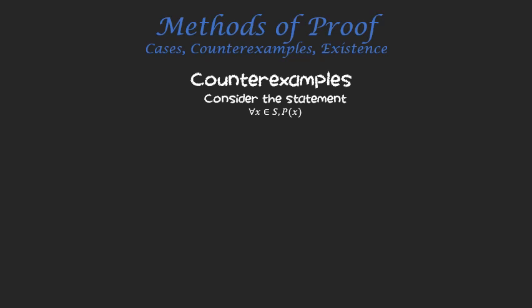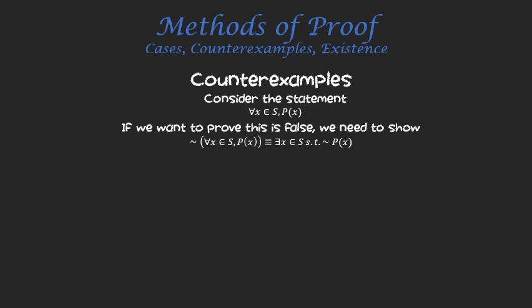So if you consider this statement, for all x in S, P of x, if I want to disprove that, if I want to show that statement's false, then we need to show that the negation is true. The negation of this universal statement, remember universal statements switch to existential, so when we negate this it'll look like there exists x in S such that not P of x. And so counterexamples are really a method of disproof rather than a method of proof. But we know that disproving something is the same thing as proving its negation, so disproving, proving, it's sort of the same thing.